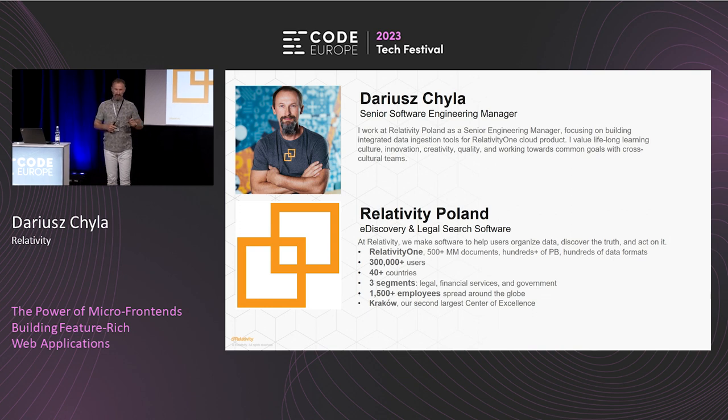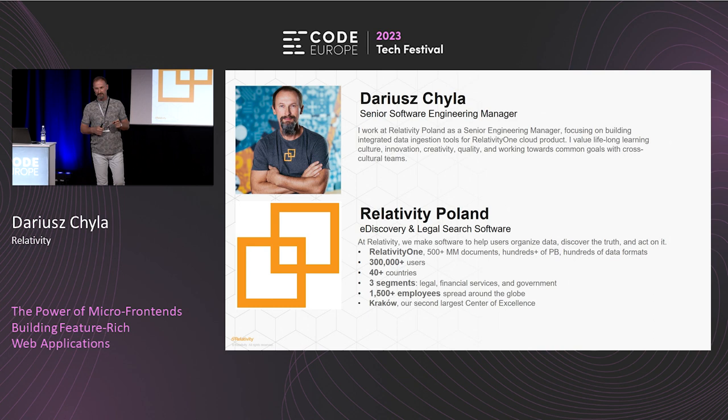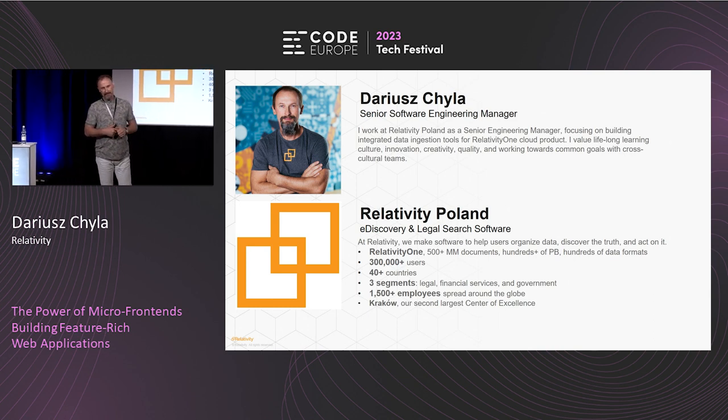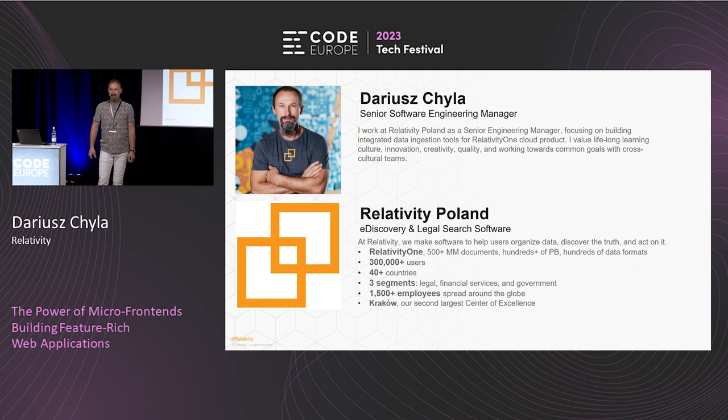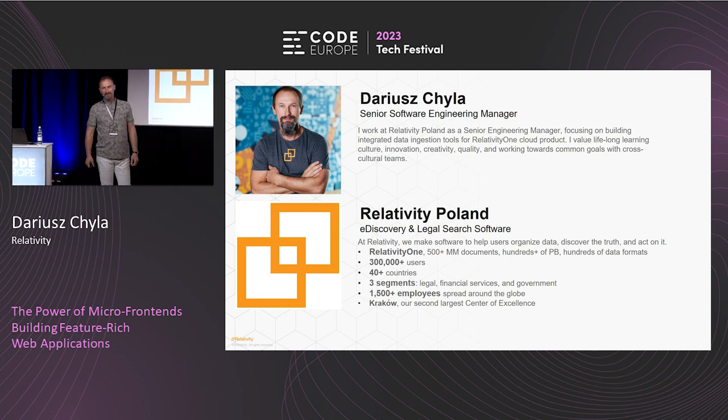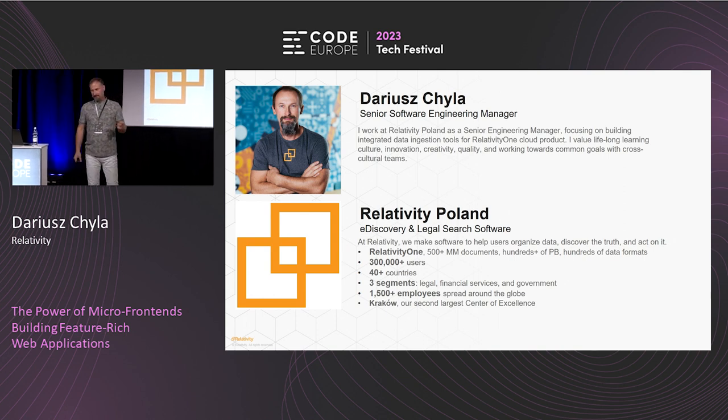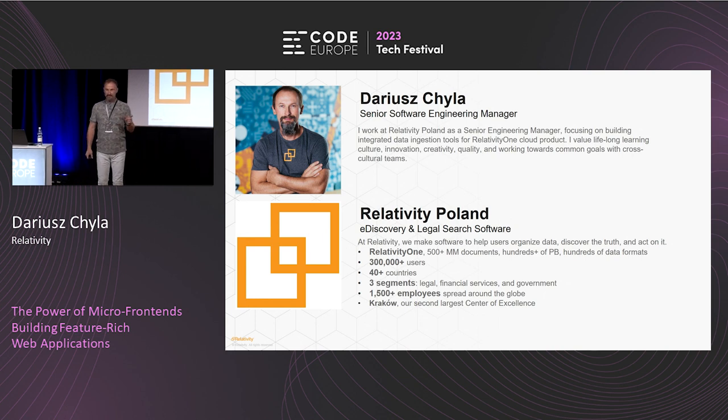Relativity One is a cloud platform that manages an extensive amount of information. For example, a single customer can handle 500 million documents with sizes reaching hundreds of petabytes, in hundreds of different data formats that are ingested into Relativity and normalized for further processing, search, and analysis. Relativity has around 300,000 users around the globe, spread across around 40 countries. They serve thousands of organizations in the legal space, the financial services space, and the government space. That's our main area of operation.